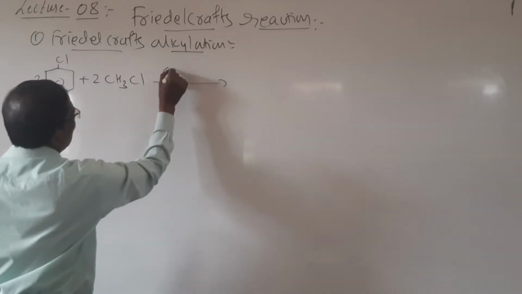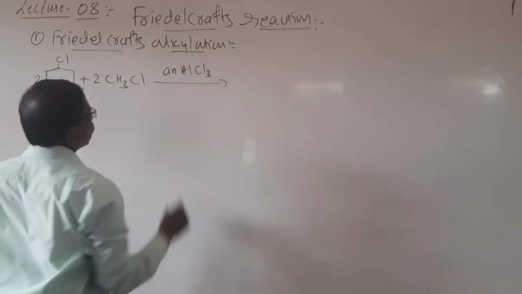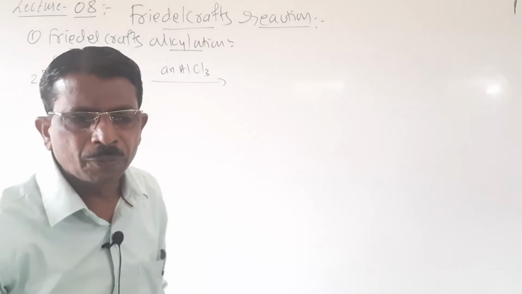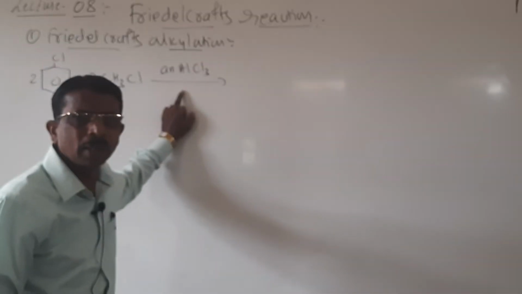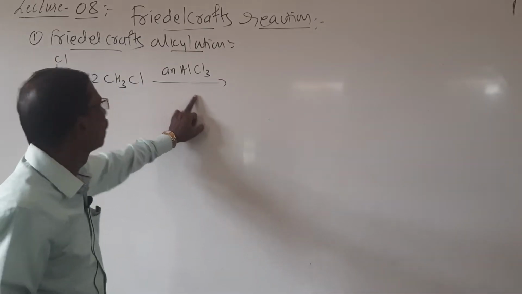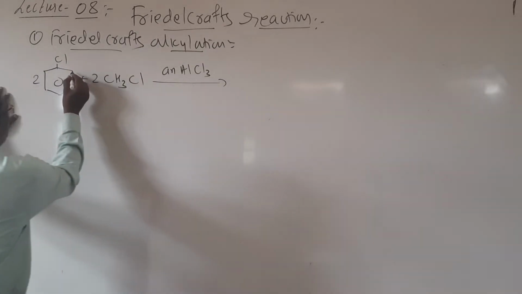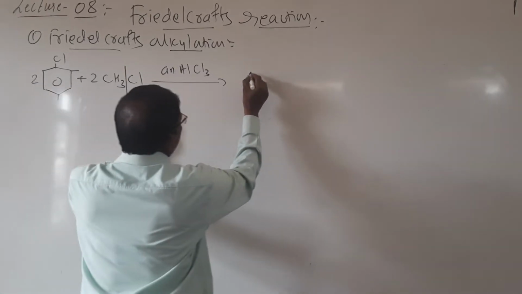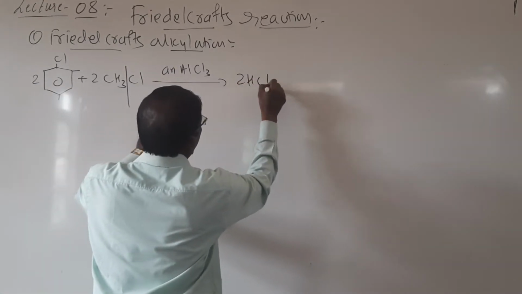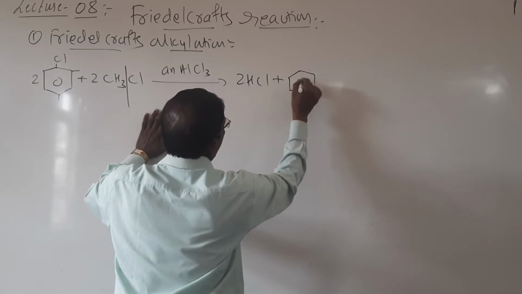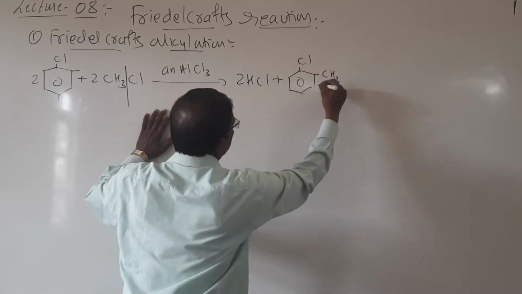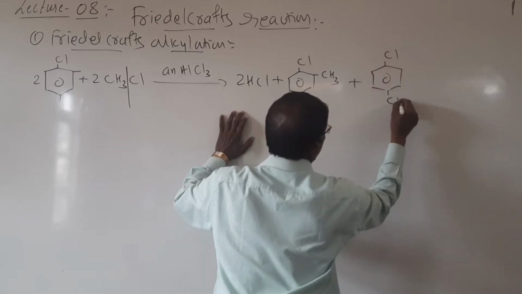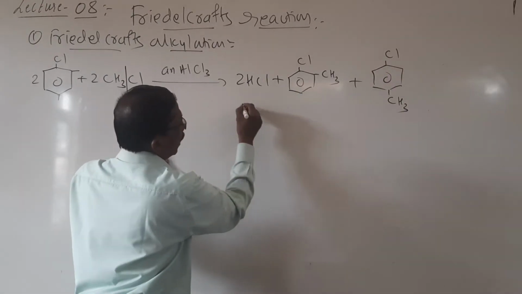this anhydrous aluminum chloride plays a very important role, and if you won't write this anhydrous aluminum chloride, then you won't get marks. So here it forms, look here, one ortho H and one para H is removed and it divides into two parts, and here it forms 2HCl plus Cl CH3 plus Cl CH3.